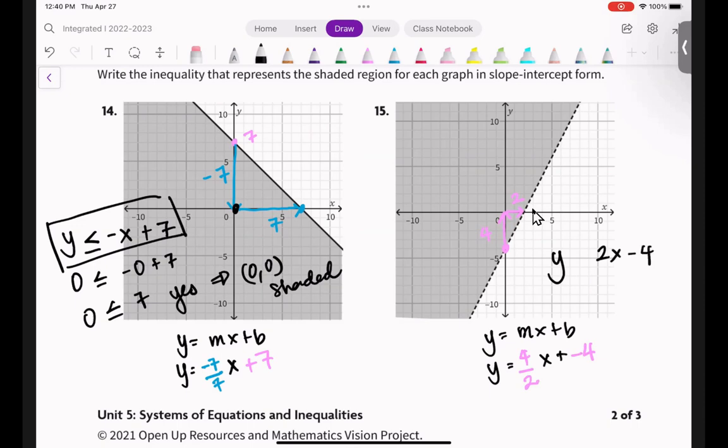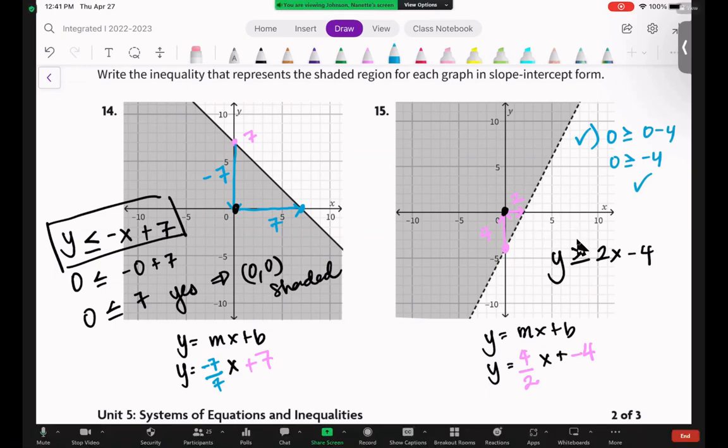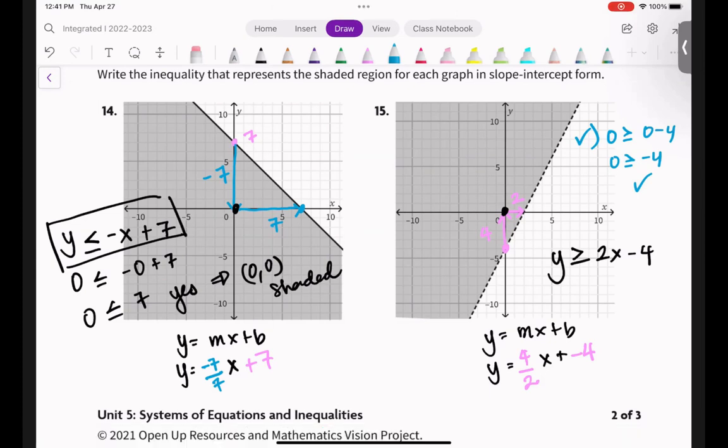I am shading above the line. That's still greater than or equal to. I'm going to check my answer. 0, 0. Here's my check. 0 is greater than or equal to 0 minus 4. Is 0 greater than negative 4? Yes, it is. So I did it correctly. Okay. Find here what doesn't make sense, because that'll mess you up during the test. Ask that question before the test. There's nothing here that is like, what? I don't understand. So make sure that you're comfortable with it.